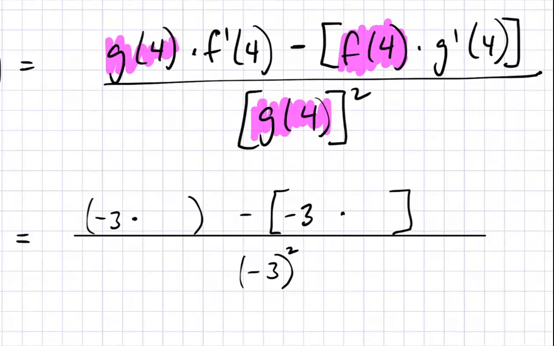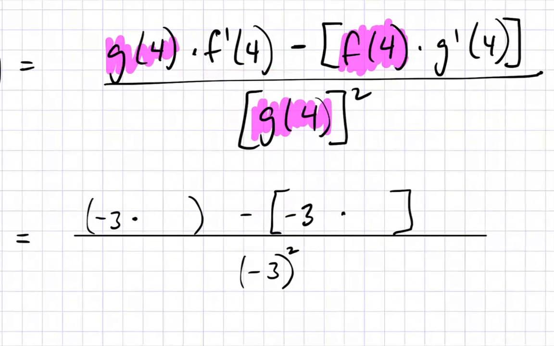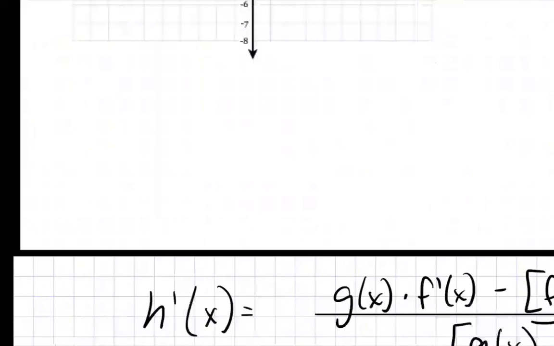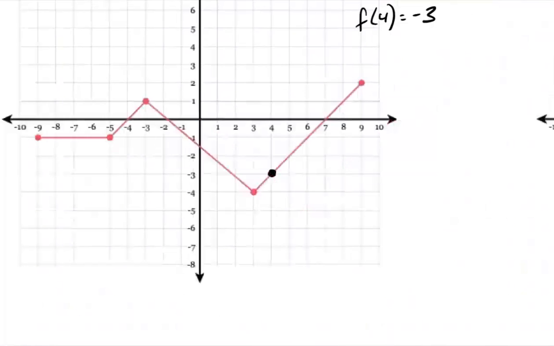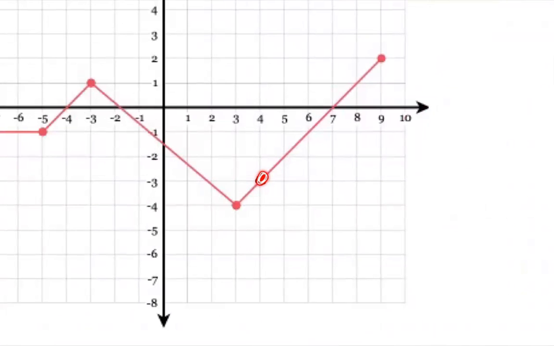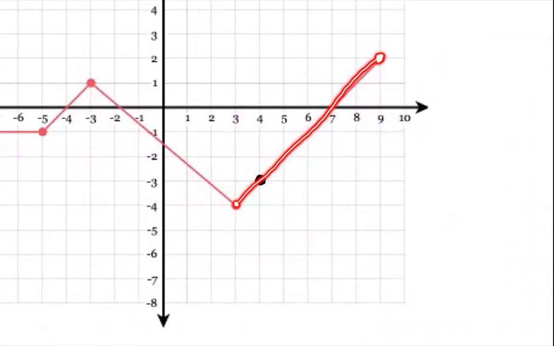So let's go look at F of 4. Same place we were at before. F of 4, right there, right? That dot right there. So at F of 4, isn't it on a line? It's on a segment, right? It's on this segment right here.